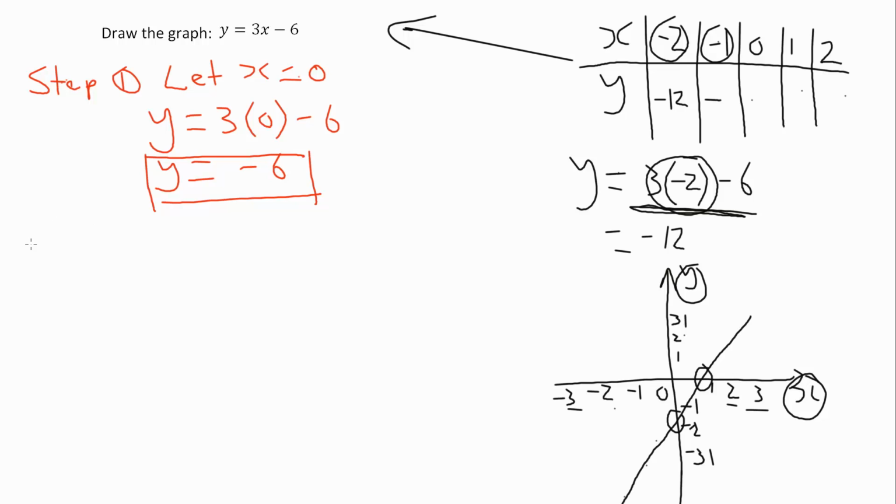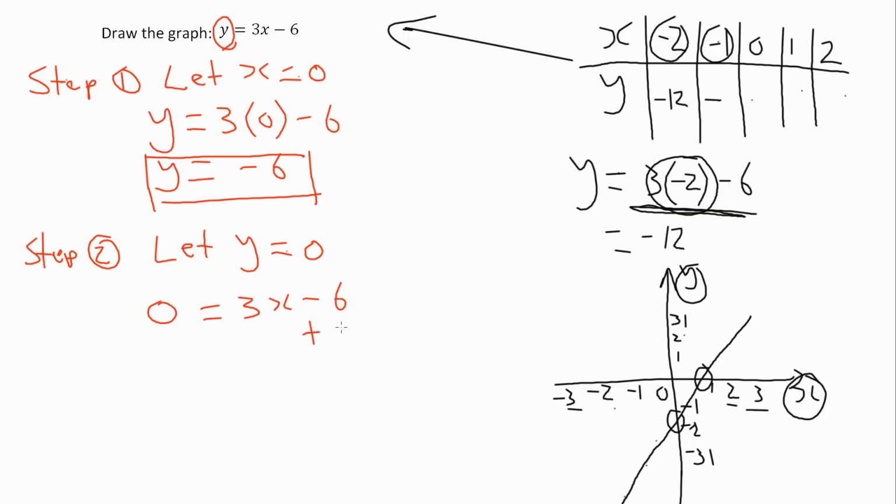Step 2 will be let y equal 0. We've let x equal 0 already. Now we're going to let y equal 0. So now we're going to sub y equals 0 into our formula over here. So 0 equals 3x minus 6. Now we want to get the x by itself. So I'm going to bring the 6 over to the other side.